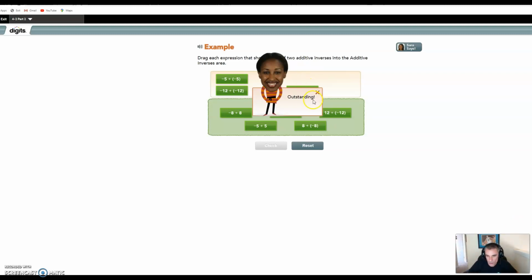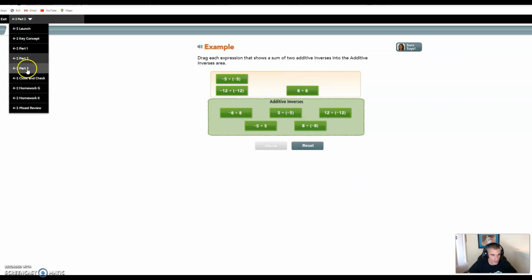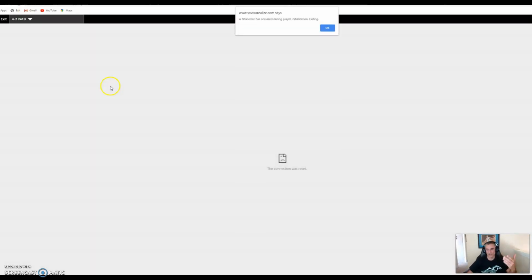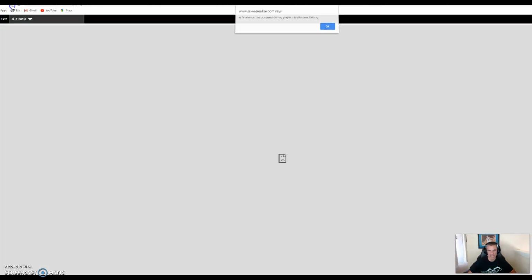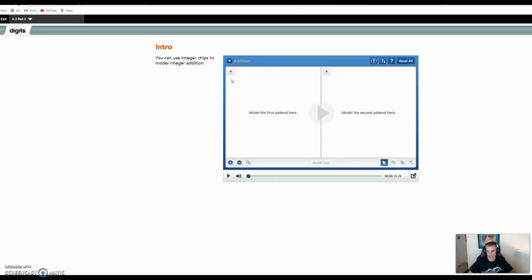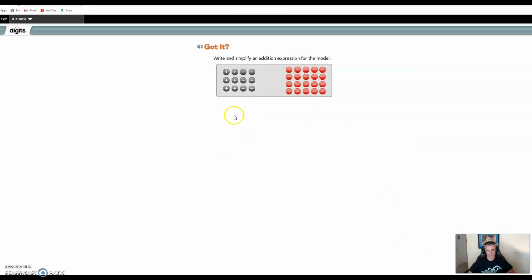All right, on the last slide that we're going to look at today, we're going to use what the book calls chips. I'm going to call them just positive and negative symbols to add two positive and negative numbers together. So these are what I'm talking about here, little positive symbols and little negative symbols, and we can use these to add a positive and a negative together.